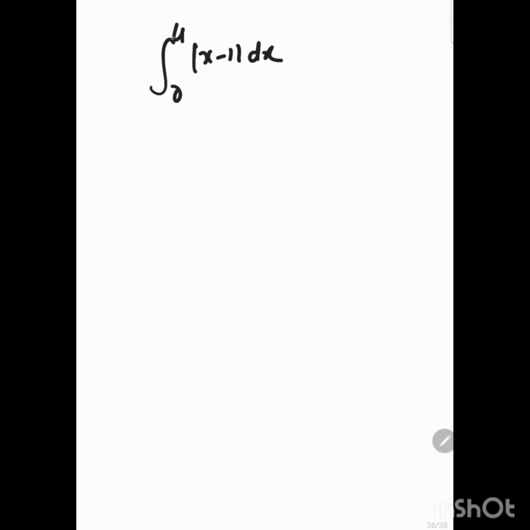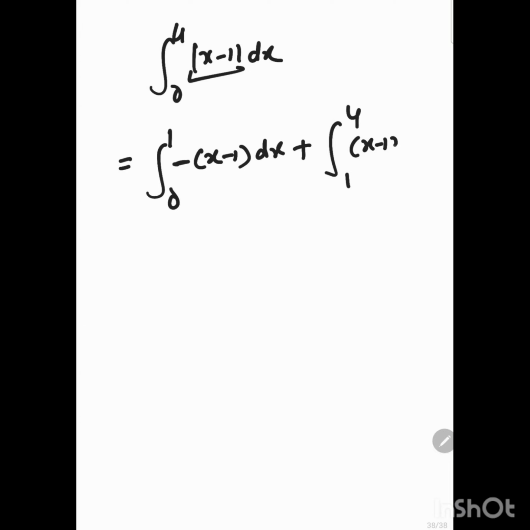This is integration question: the integral from 0 to 4 of |x minus 1| dx. Now we can split it into 0 to 1, where |x minus 1| will be minus (x minus 1), and 1 to 4, where |x minus 1| will be x minus 1. So, the integral from 0 to 1 of minus (x minus 1) dx, plus the integral from 1 to 4 of (x minus 1) dx.